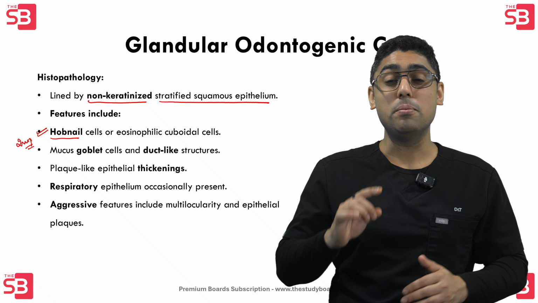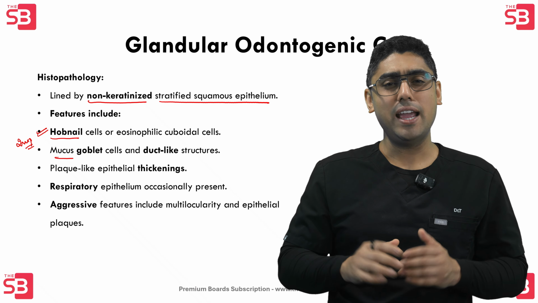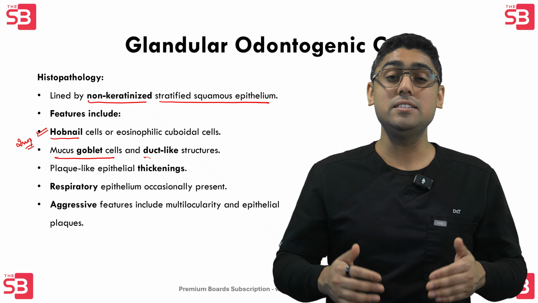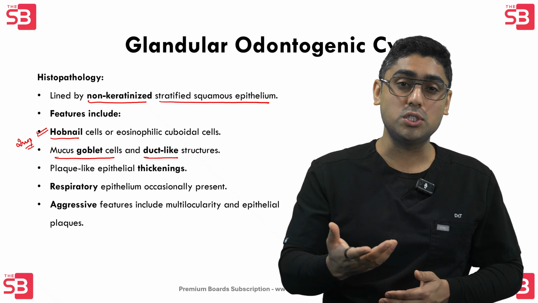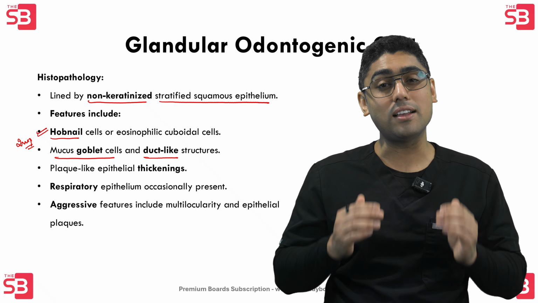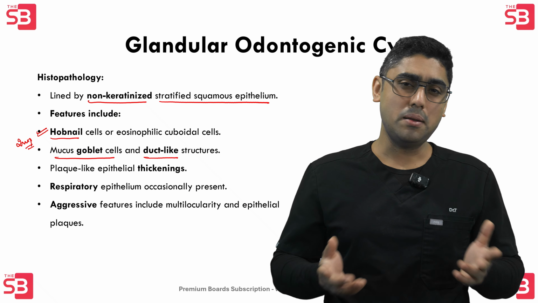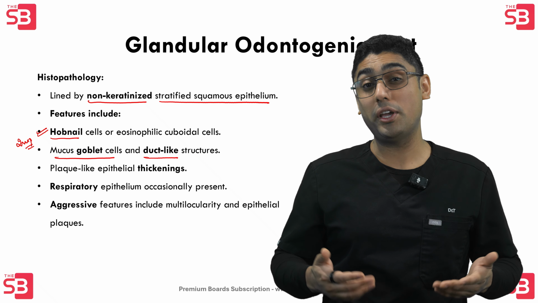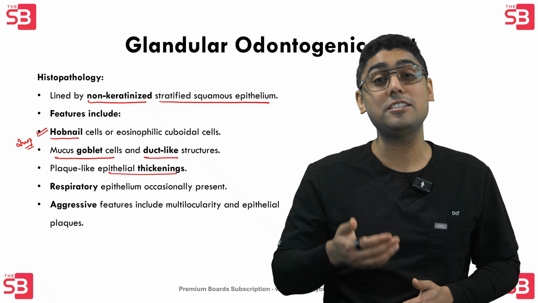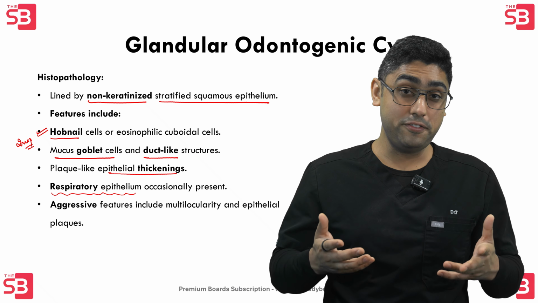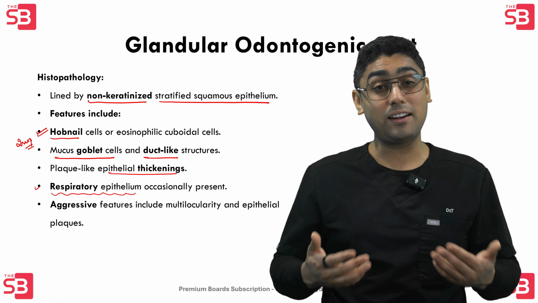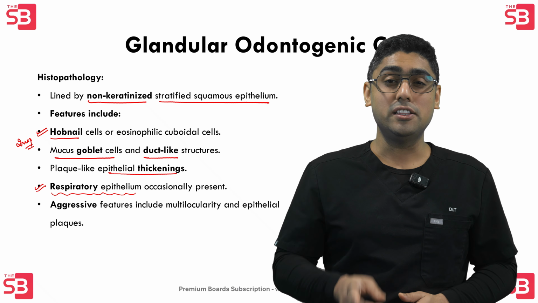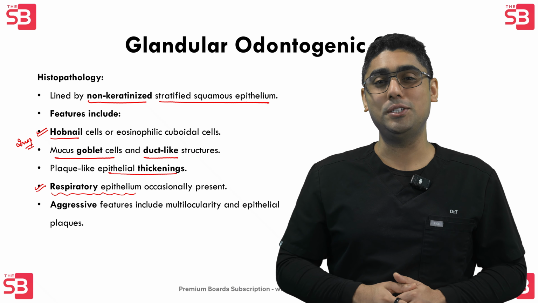Next, you will notice mucus goblet cells and tiny duct-like spaces. These are responsible for mucus production and give the lining its classic gland-like look. Sometimes you will also find thicker plaque-like areas of epithelium and occasionally even bits of ciliated respiratory type cells. Now, when these features, especially the goblet cells and duct-like spaces, are seen together, they strongly indicate a GOC.